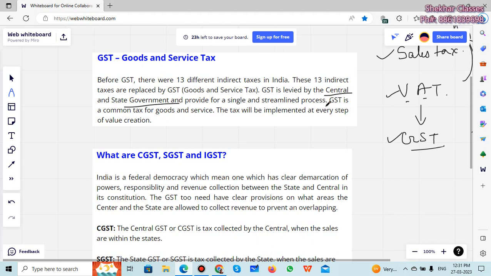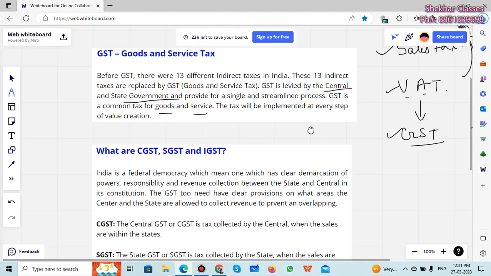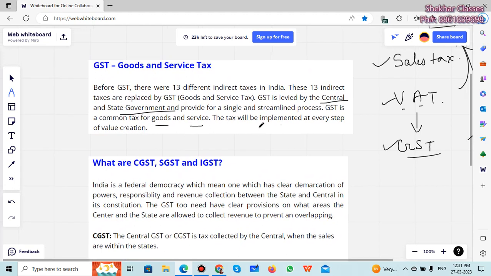It provides a single and streamlined process. GST is a common tax for goods and services. So it's not like the service tax will be different and the goods tax will be different. Same thing, GST. The tax will be implemented at every step of value creation. Now this is the important line: tax will be implemented on every step of value creation.